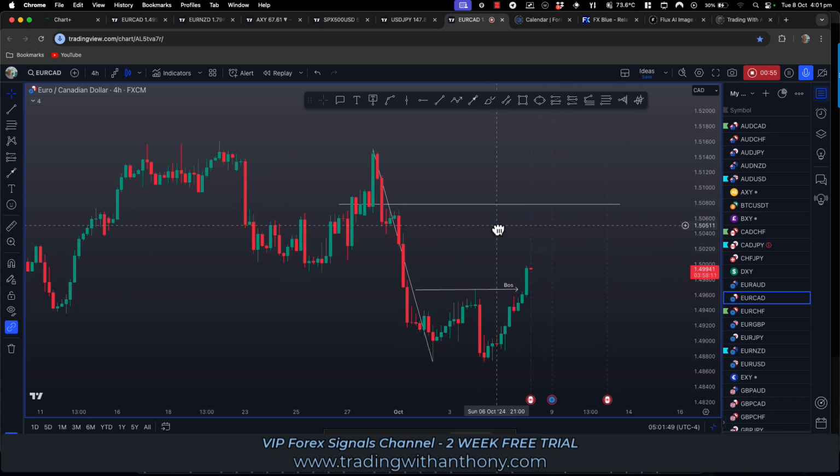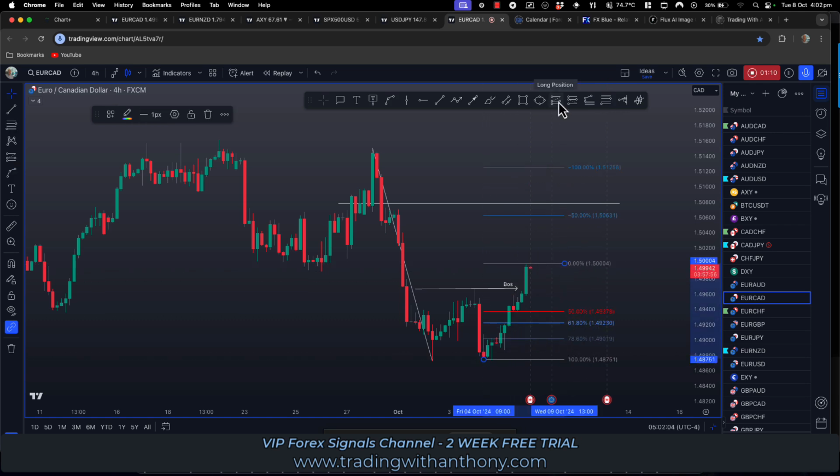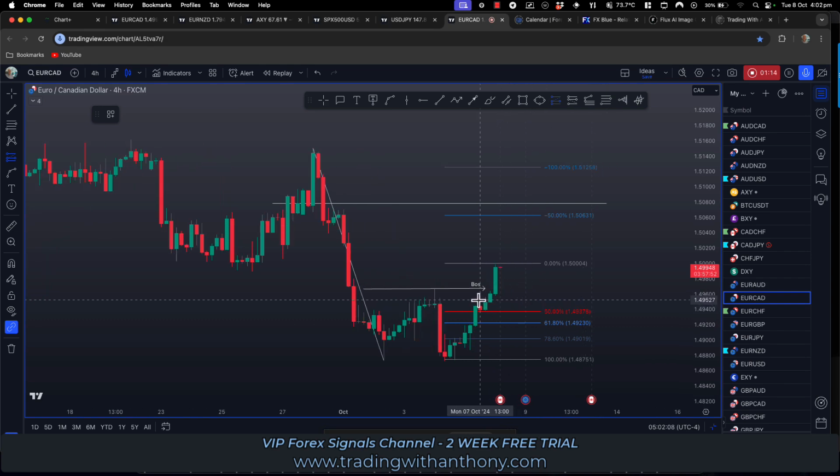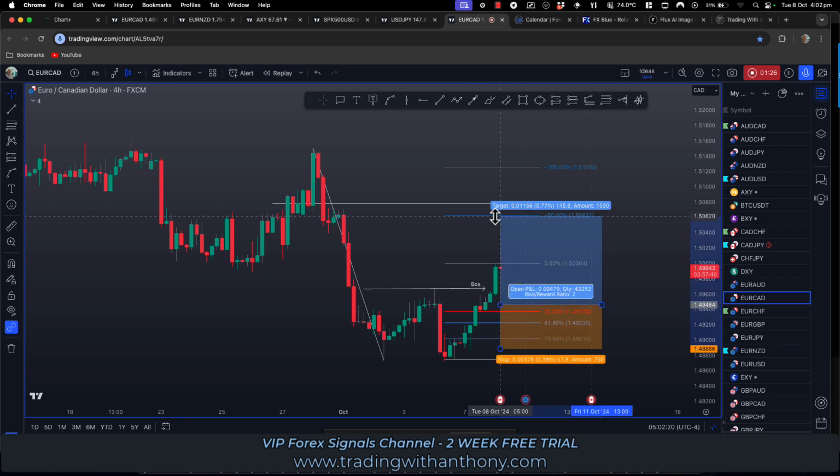So I'm looking at a potential entry point. Well, we could pick up a Fibonacci, pull it from low to high, and look at a possible buy. We've got this 4-hour bullish accumulation range down in here, right? So I might set up a buy possibly around this level here, something like that.